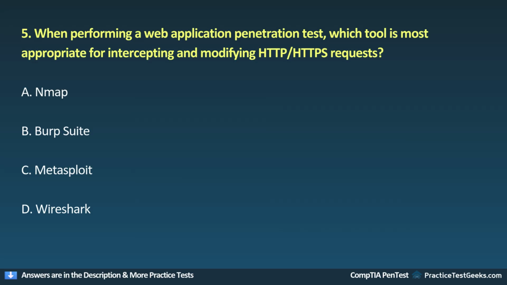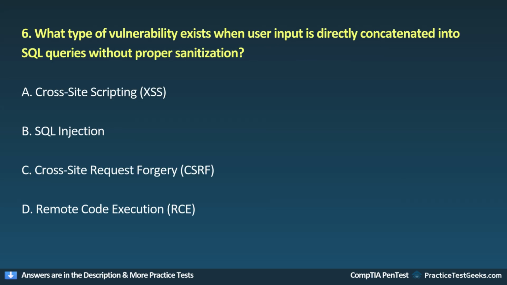5. When performing a web application penetration test, which tool is most appropriate for intercepting and modifying HTTP/HTTPS requests? A. Nmap. B. Burp Suite. C. Metasploit. D. Wireshark.